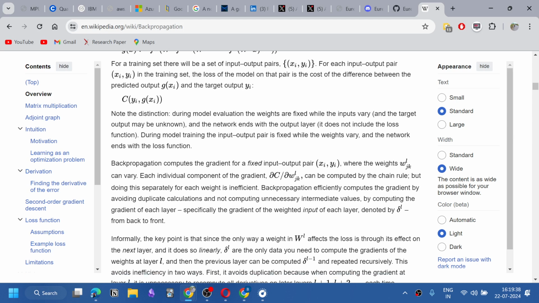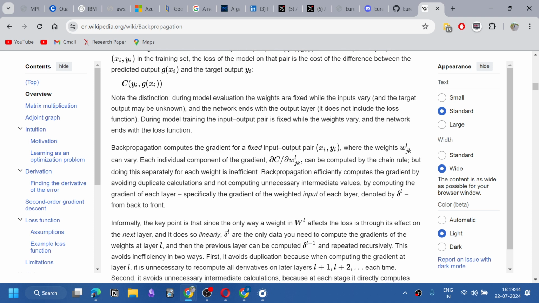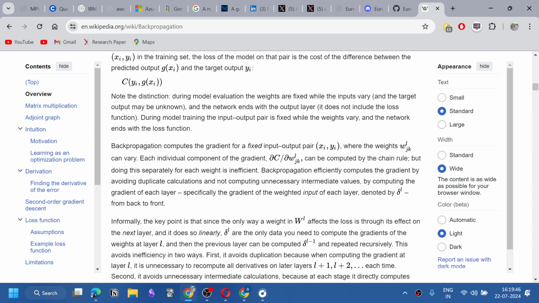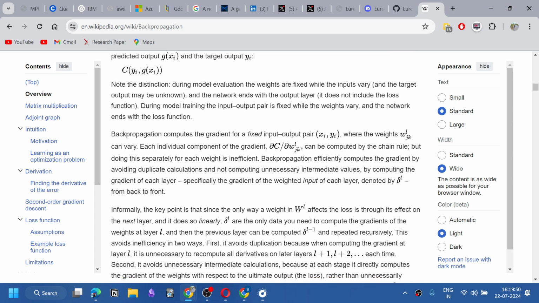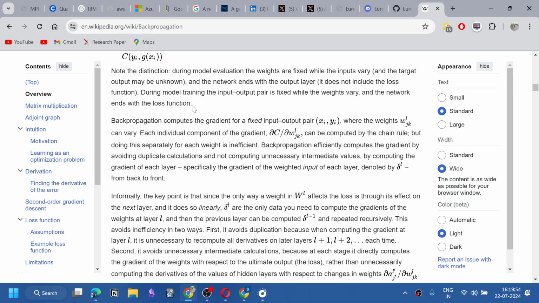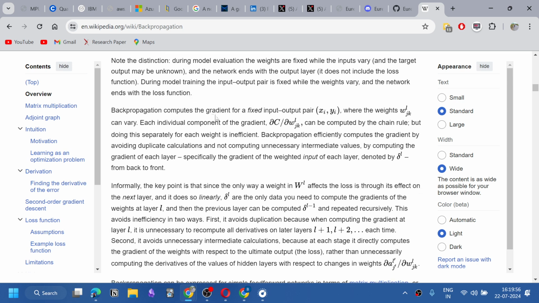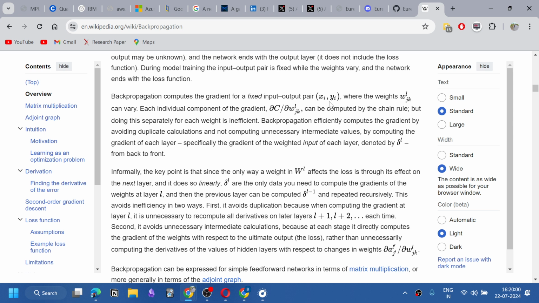Note the distinction: during model evaluation the weights are fixed while the inputs vary, and the target output may be unknown, and the network ends with the output layer, so it cannot include the loss function. During model training the input-output pair is fixed while the weights vary, and the network ends with the loss function. Backpropagation computes the gradient for a fixed input-output pair (x_i, y_i), where the weights can vary.